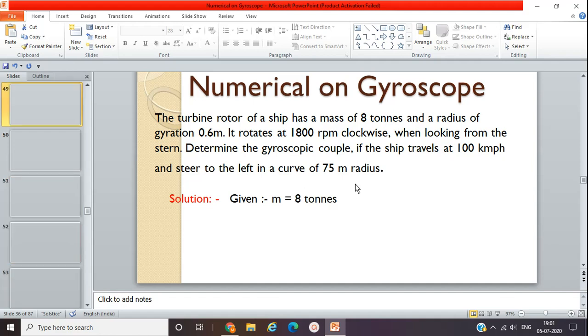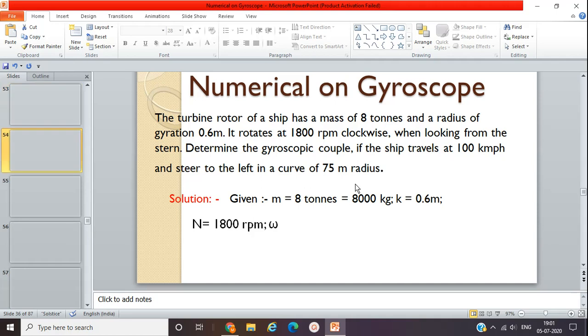So under the solution, once again mass is given, that is mass equal to 8 tons, which is equivalent to 8000 kg, and radius of gyration, that is k, is equal to 0.6 meter, and it is rotating at 1800 rpm. So n equal to 1800 rpm clockwise when looking from the stern. What do we have to find out?